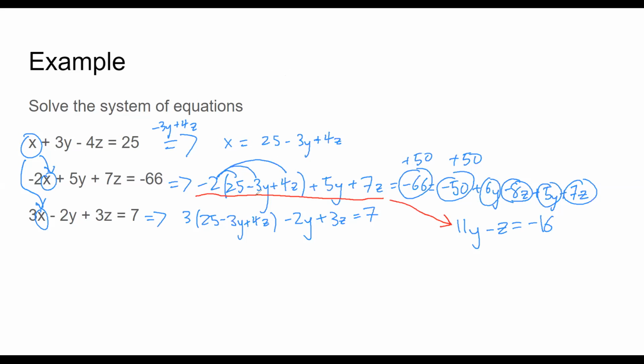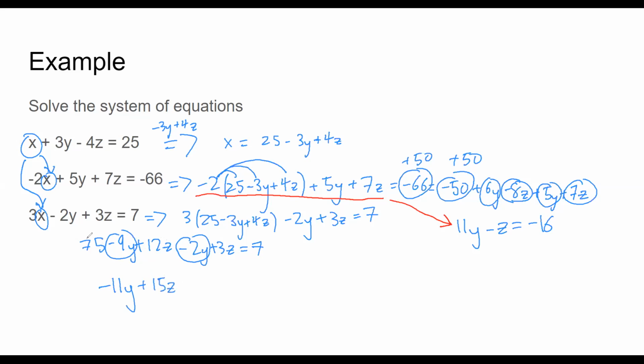And then you can do the same thing for the second equation. So when we rewrite this, this becomes 75 minus 9y plus 12z. What I'm doing here is just distributing the 3 into this term in parentheses. Minus 2y plus 3z equal to 7. Then we combine like terms here. We have a negative 9y and negative 2y to make negative 11y. Then we have a 12z and a 3z here. We add them, you get 15z.